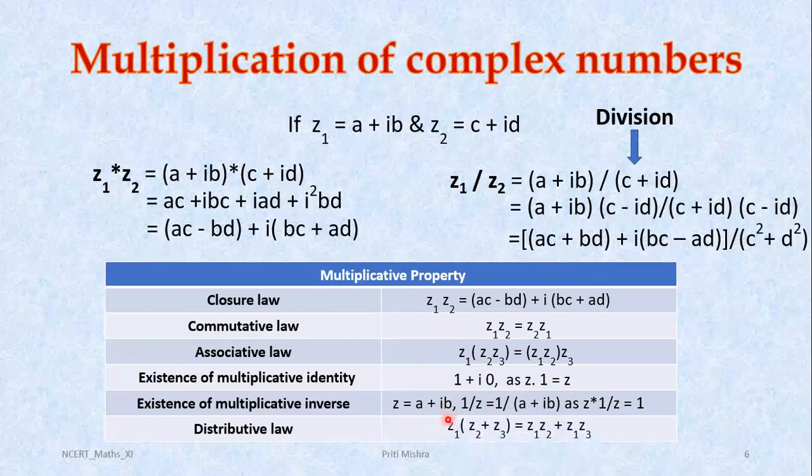Now distributive law means if we are adding two complex numbers z2 and z3, and we have to multiply this sum of two complex numbers with any other complex number z1, then it will be the same if we are distributing this complex number to both the individual complex numbers, means z1 to z2 or z1 to z3. So it will be z1 z2 plus z1 z3. These both results will always be the same. So this is the distributive law for complex numbers.